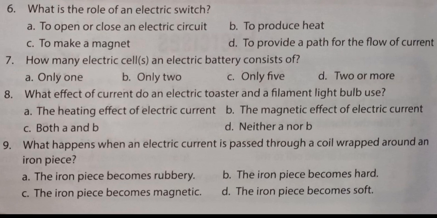Now question number 6, what is the role of an electric switch? The options given are A, to open or close the electric circuit, B, to produce heat, C, to make a magnet, D, to produce a path for the flow of current.